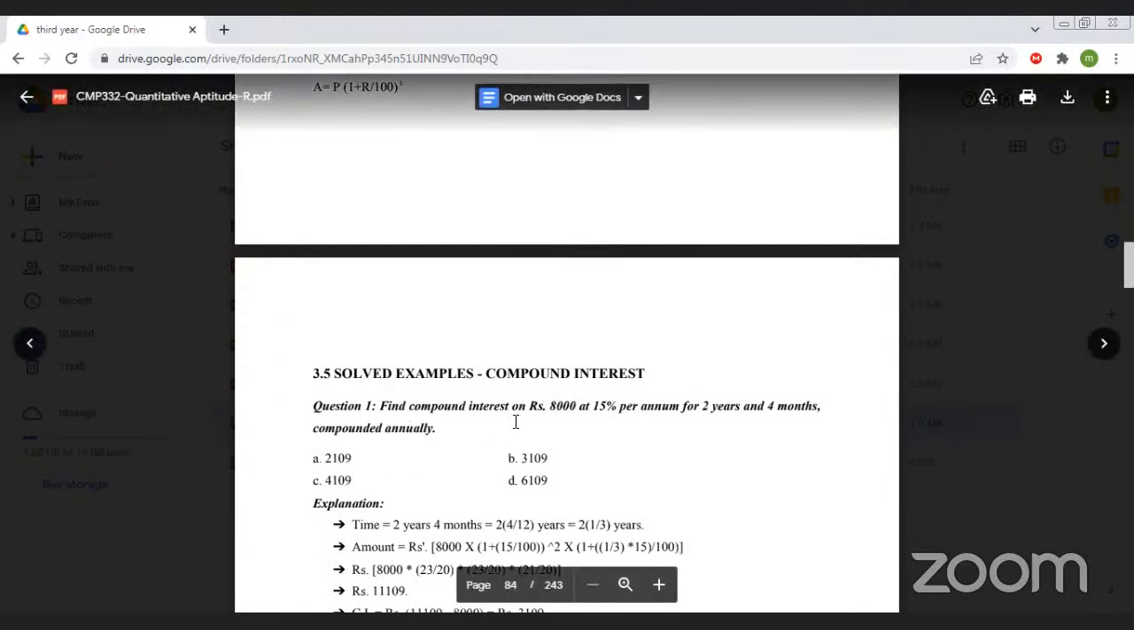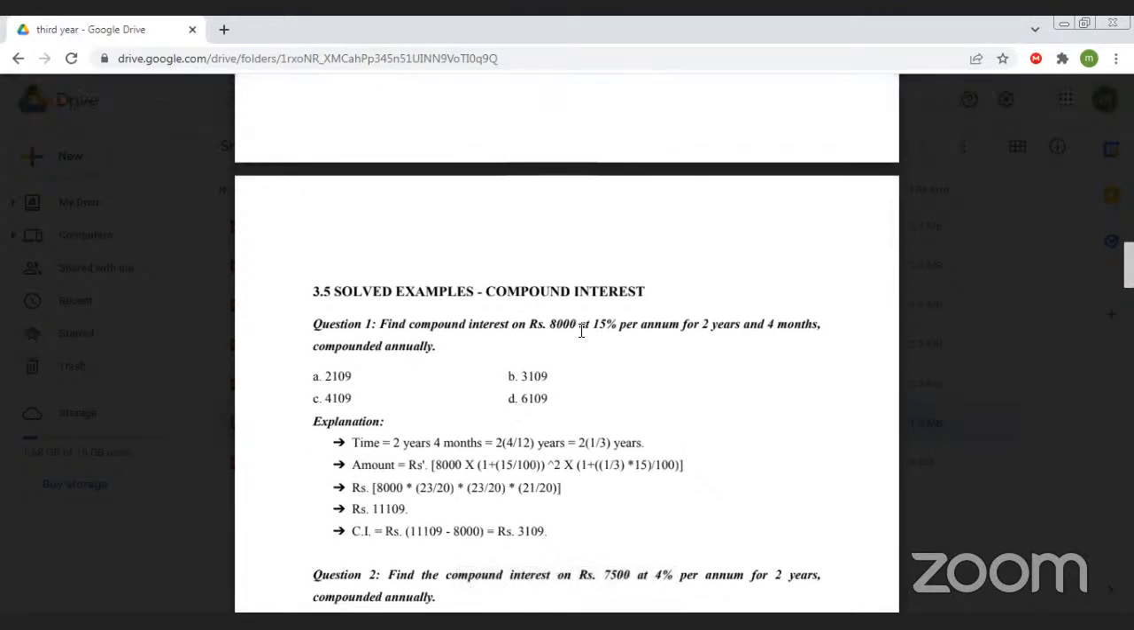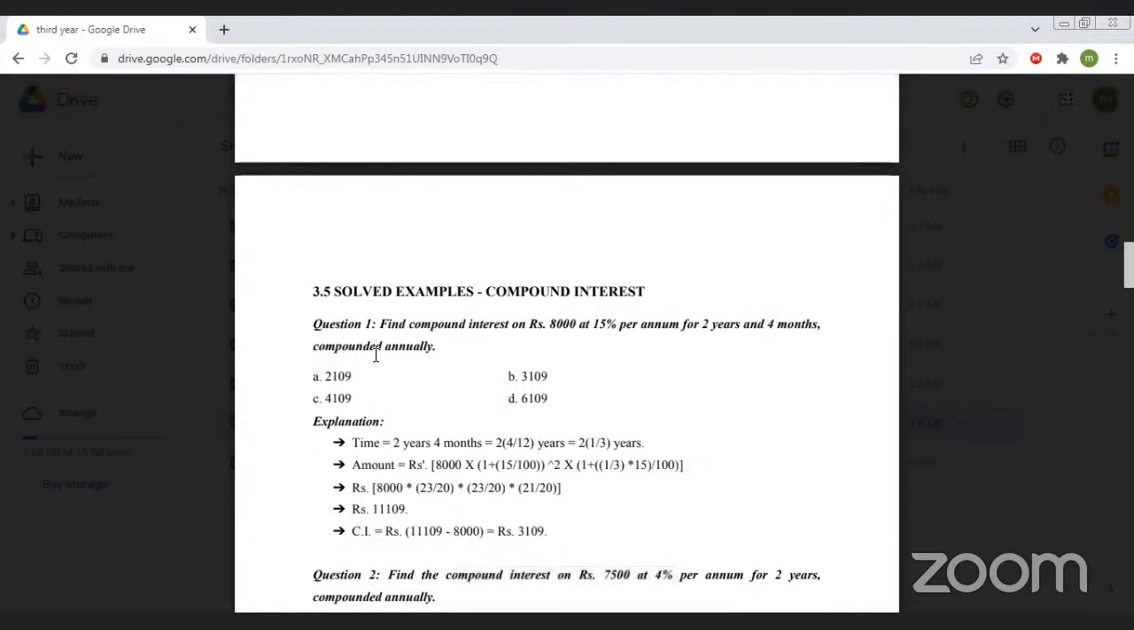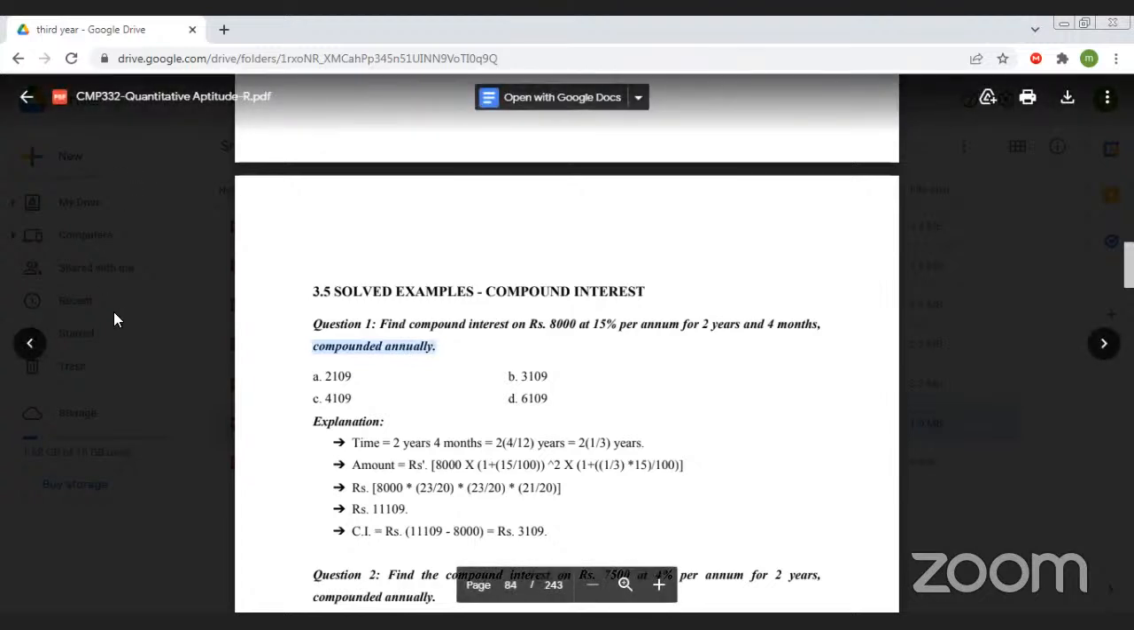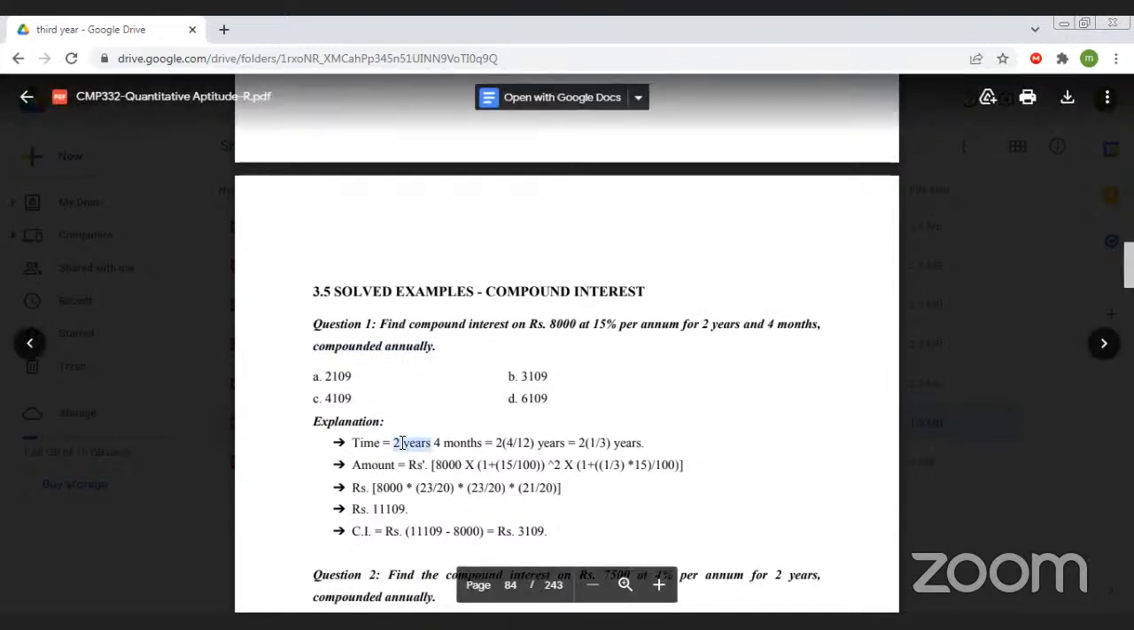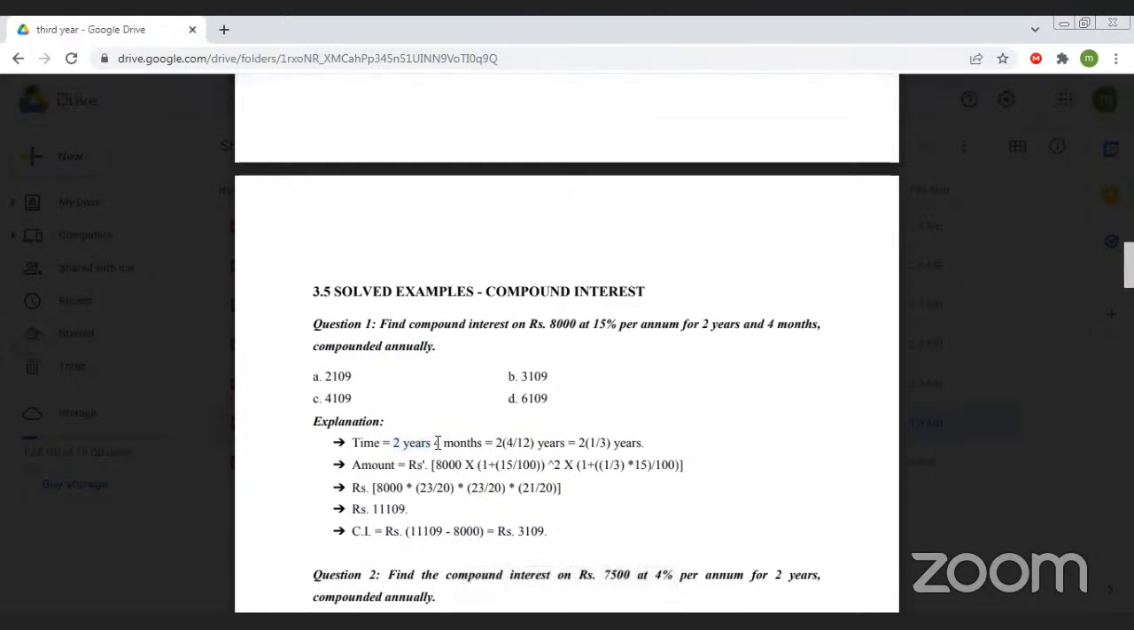Now find compound interest on 8,000 at 15% per annum for 2 years and 4 months, compounded annually. Now what are they saying? It is compounded how many times? Annually. So how are you going to do it? You have to convert 2 years and 4 months in terms of years. So 2 years is done. Now 4 months can be 4 by 12 years, so that is 1/3 year.